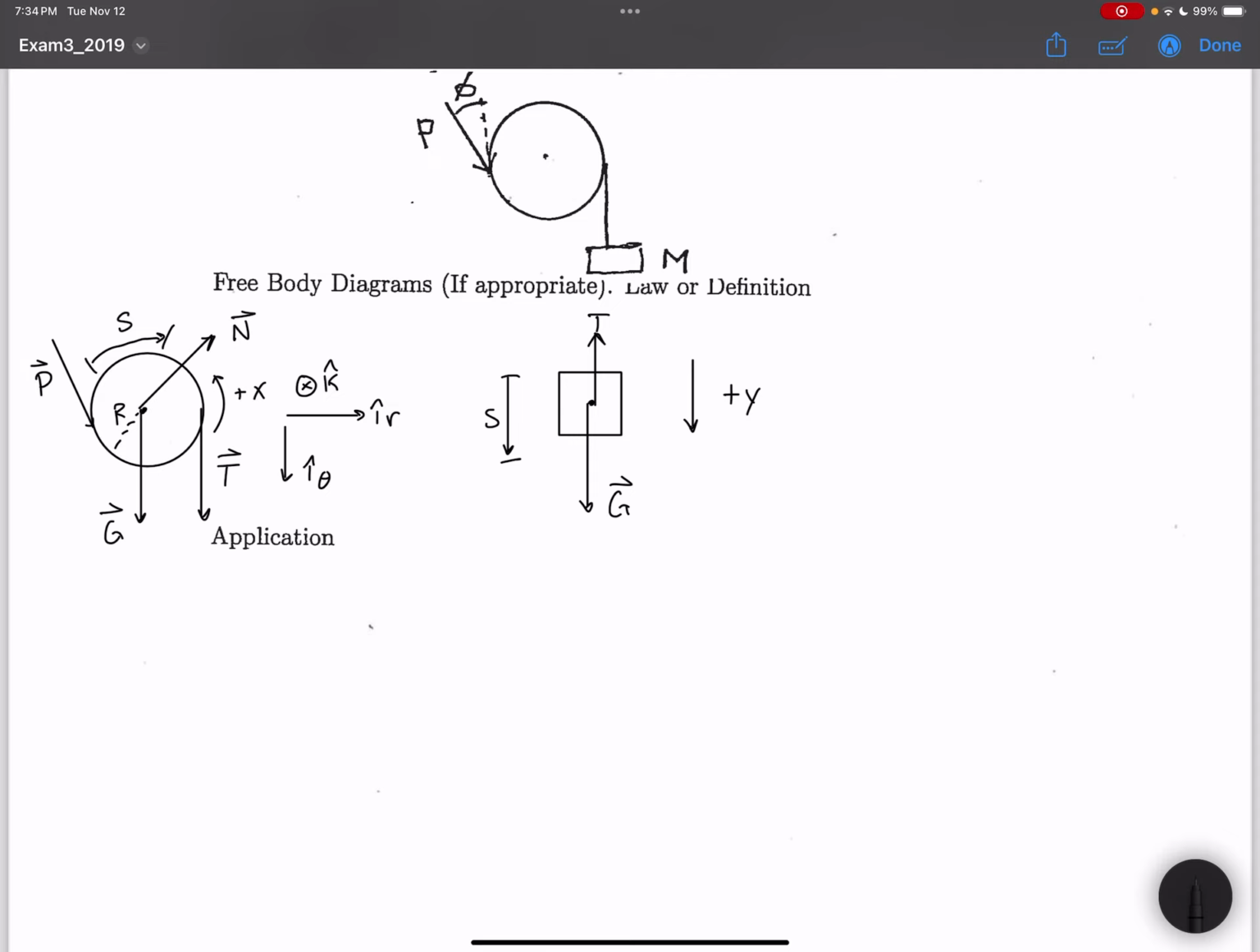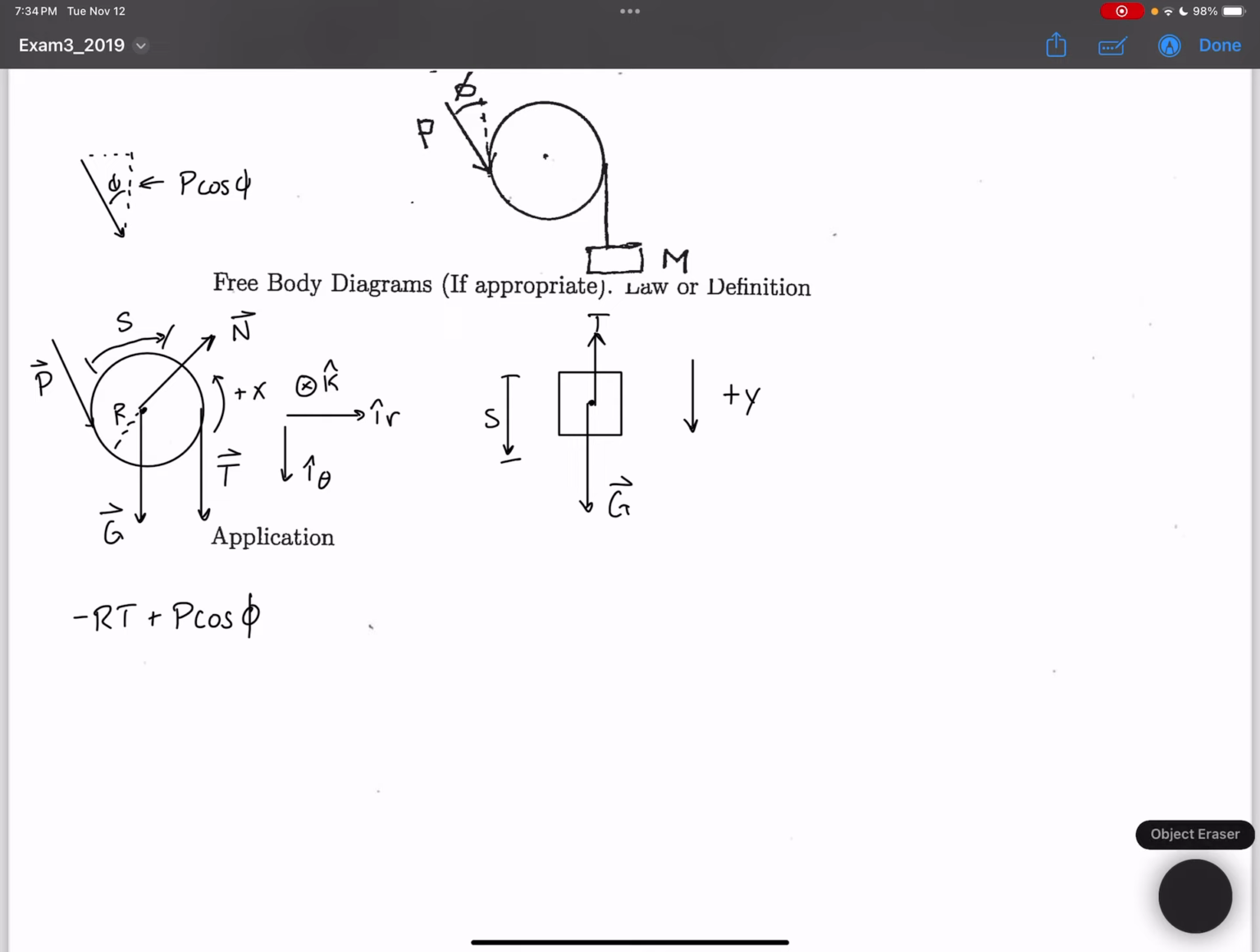So we're going to have negative RT plus, and we can decompose that force P real quick, and it has angle phi. So we're going to use this side, which is cosine. So we're going to have P cosine phi. So plus P cosine phi because P is pushing on it in the positive x direction.